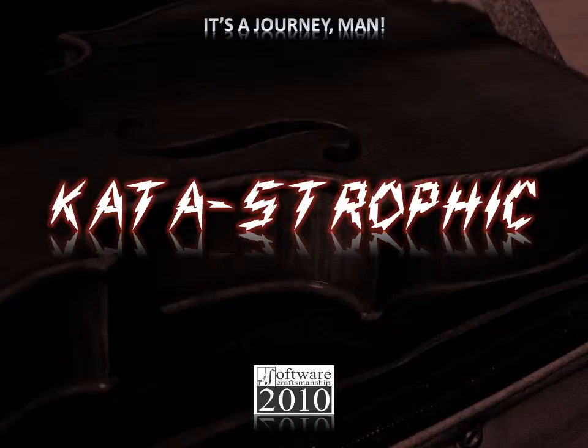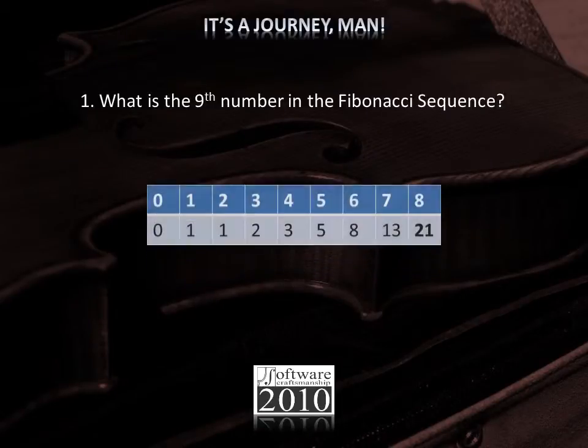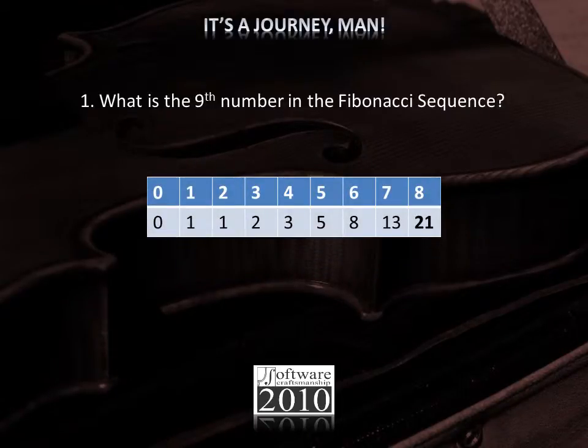In round one, we had 5 questions about code katas, catastrophic. Question 1 was, what is the 9th number in the Fibonacci sequence? The answer is that the 9th number in the Fibonacci sequence is 21.